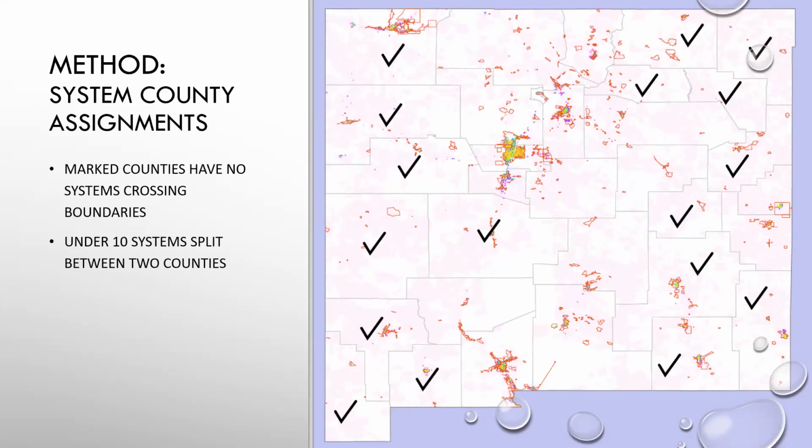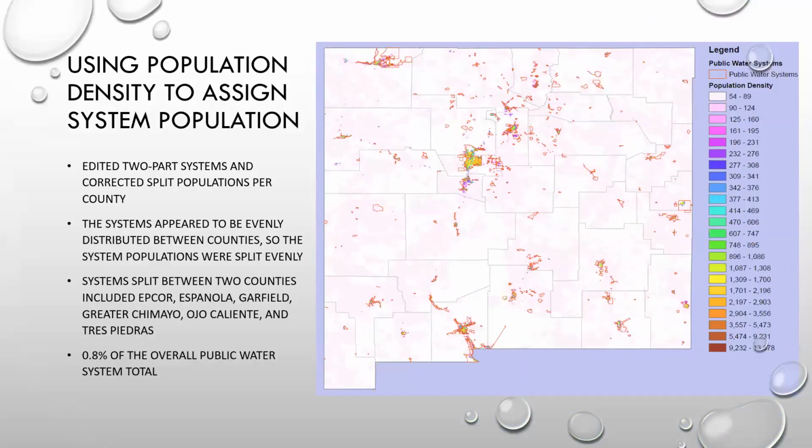So the counties here with the check marks have no systems that cross boundaries. So good to go there. And then there were under 10 systems that had county splits. So then these were looked at a little more closely and using the population density, as I mentioned, to proportionally assign the number of systems. So there were just a few systems that were split here between counties. And overall, this was 0.8% of all the public water systems. So it was a really small number of systems.